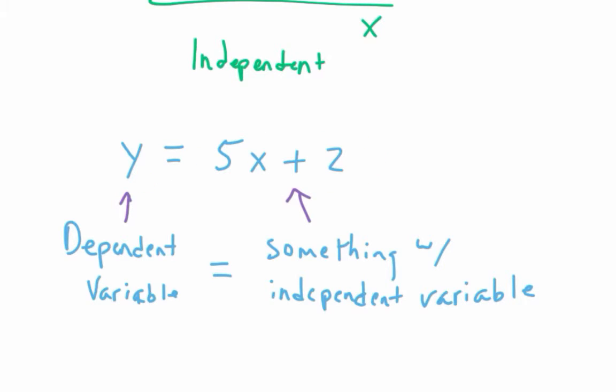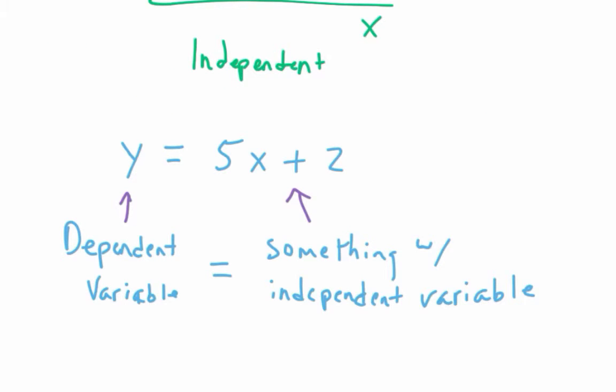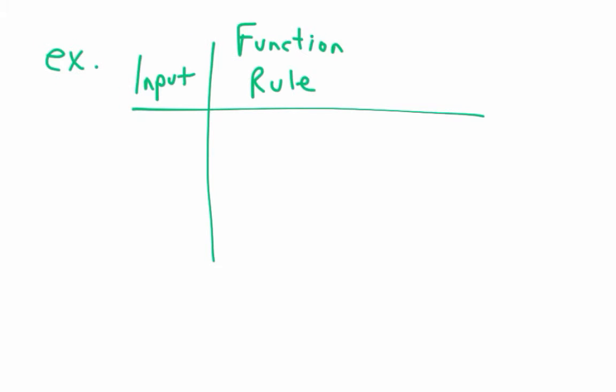Questions up to here? The book likes giving you charts that look something like this. So I'm going to write down an example, and I'm going to go with 3 columns. This column is going to be my input. My second column is going to be the function, or the book will often refer to it as the rule. That's kind of like in my previous one, the 5x plus 2. It's what's the rule to get you from one variable to the other. And then my last column will be the output.